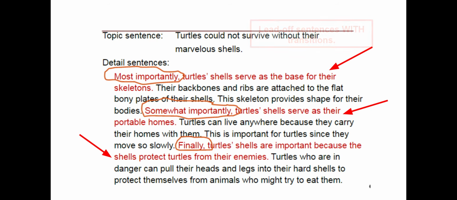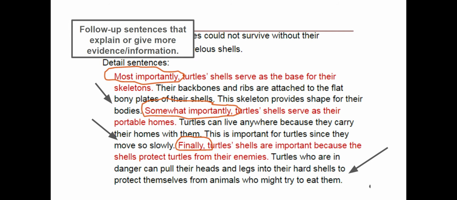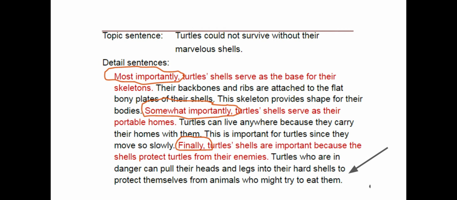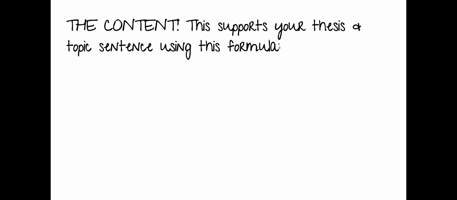However, the black sentences, where the black arrows are pointing, are called our evidence. That's what we actually need now, and we need to make sure they really support our claims and our details. These are called follow up sentences. They elaborate on our details. And I'll give you more of a visual of that. So the content supports your thesis and topic sentence. I'm going to show you a formula.